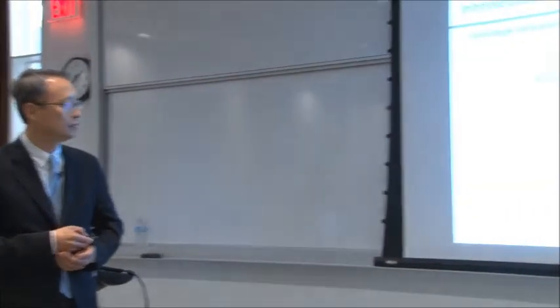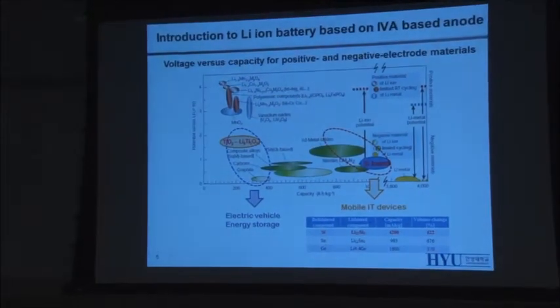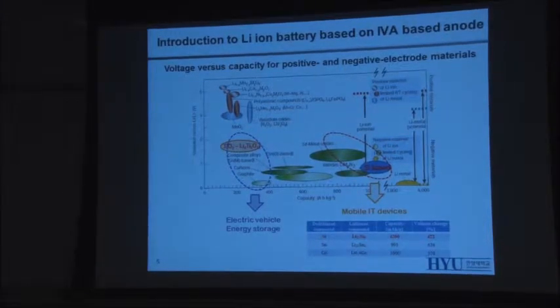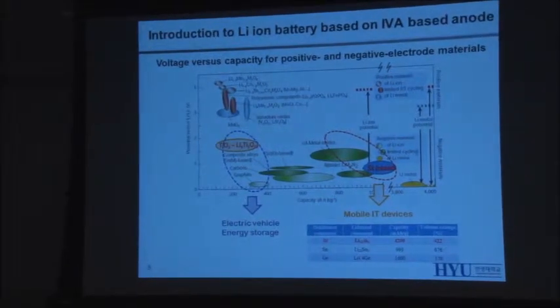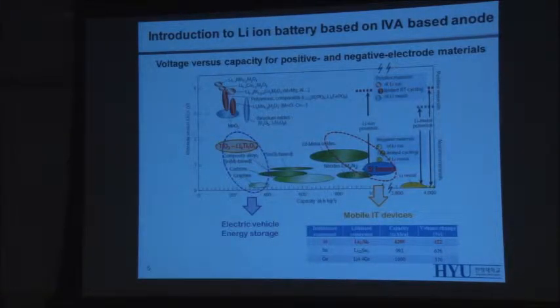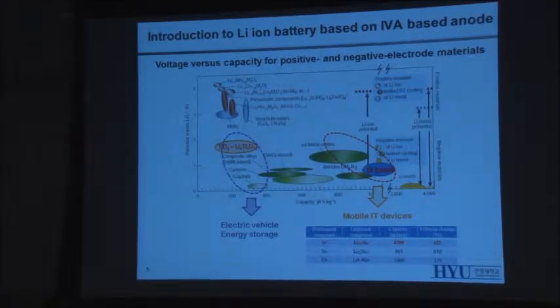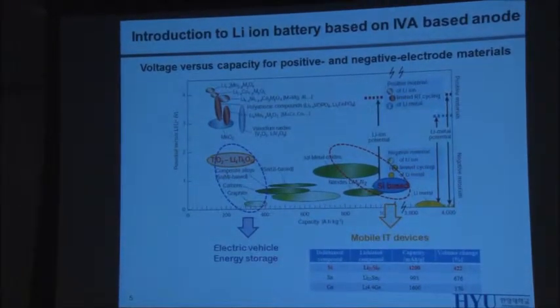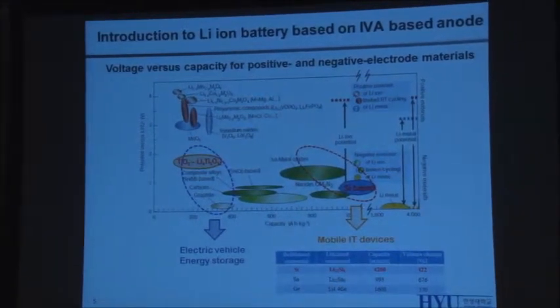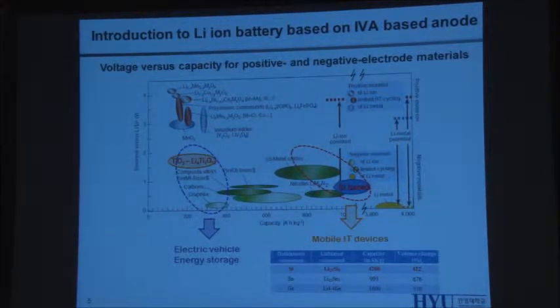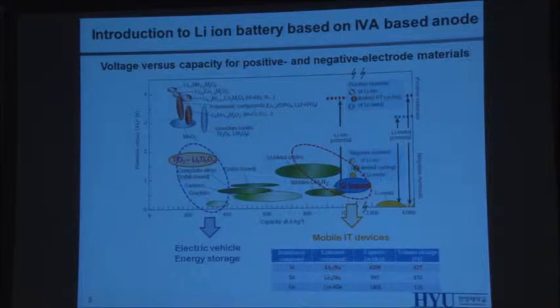For the anode material, the battery we are currently using is a graphite-based electrode material. The capacity of graphite is around 380 to 400 milliampere-hours per gram. Now silicon has been well known as an exhausting material, which has a capacity of around 4200. But the problem associated with using silicon is that it has a much larger volume expansion, so it fails.